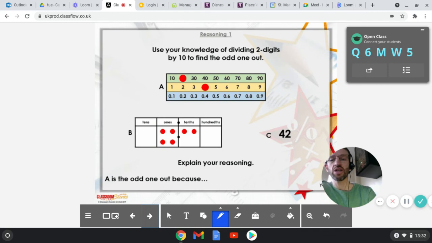Let's have a look. A is the odd one out. Yep, 24 is the odd one out. And here it's written in red because C divided by 10 equals B. So we're saying that this one divided by 10 is going to be the same as B over here. Good.